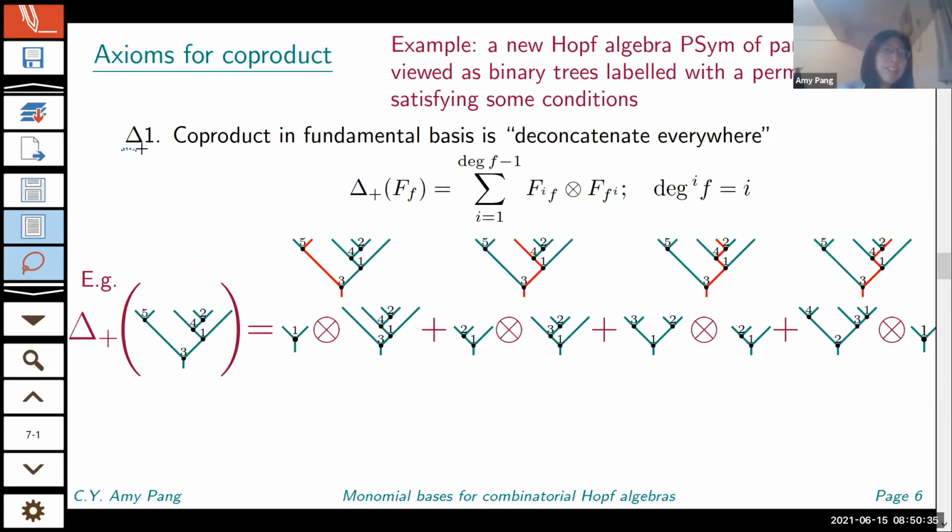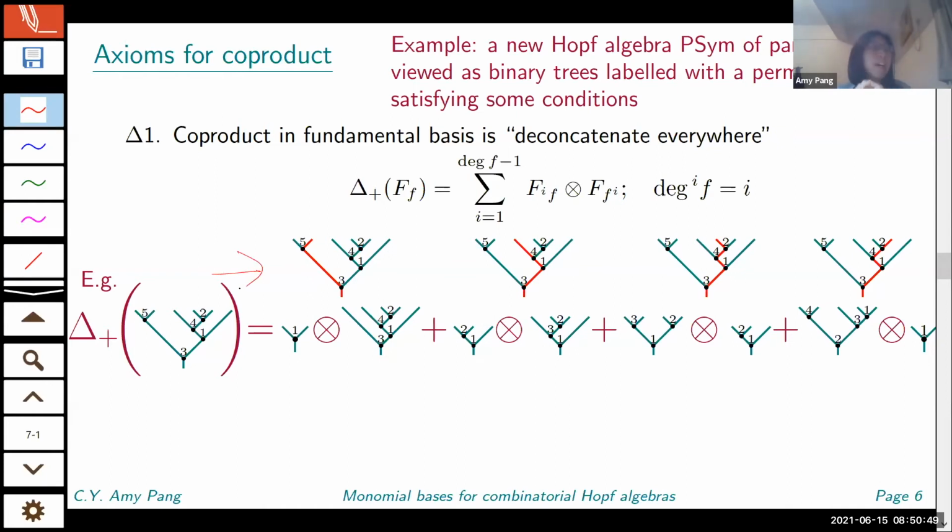Okay, so the first axiom is that the co-product has to be what I call deconcatenate everywhere. Let me explain why what's written here is deconcatenation. This line on top of the formula is trying to explain why the co-product comes from a deconcatenation, because it's like splitting the tree down that red line. If you know Loday-Ronco, these are Loday-Ronco operations, and you just standardize the labels. People who know Hopf algebras, it's what you think it is.